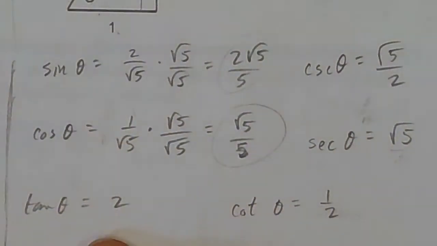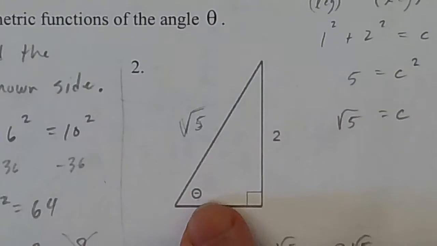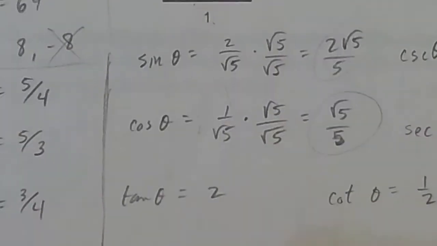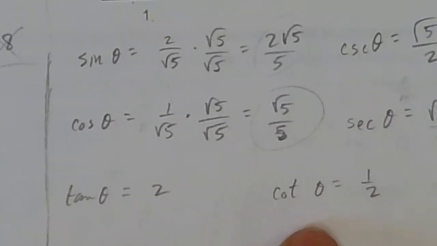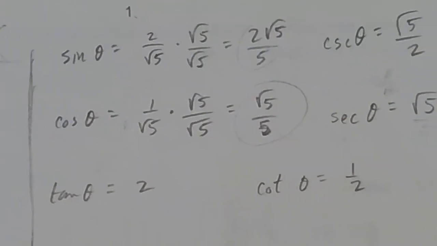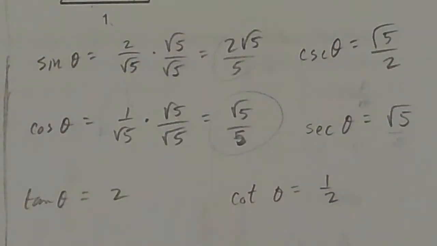All right, tangent. Opposite over adjacent. So 2 over 1. That one worked out pretty easy. Cotangent's 1/2. Okay, let's turn the page. Look at the next example.